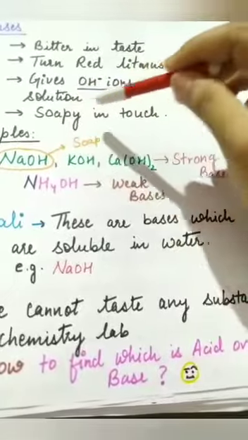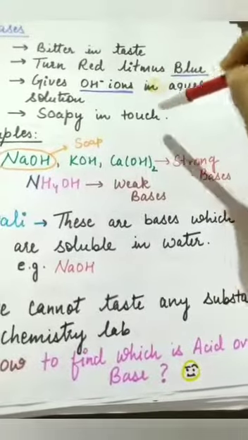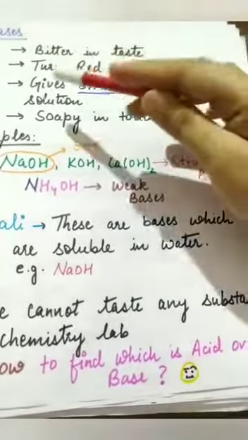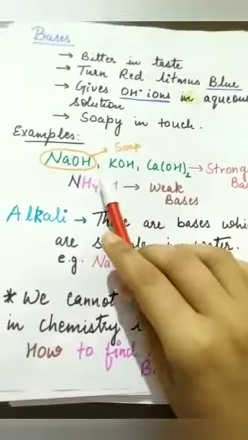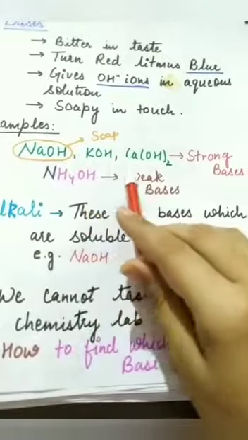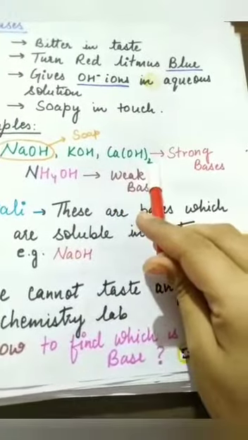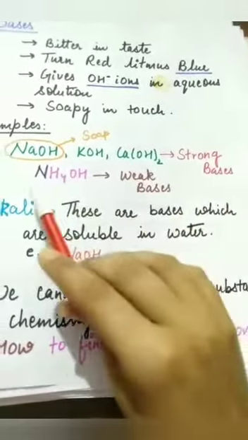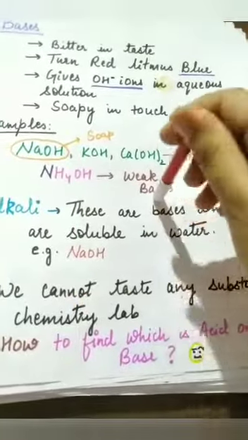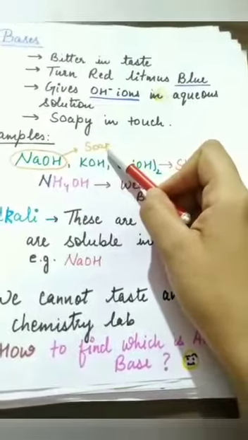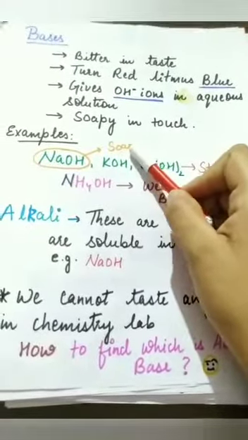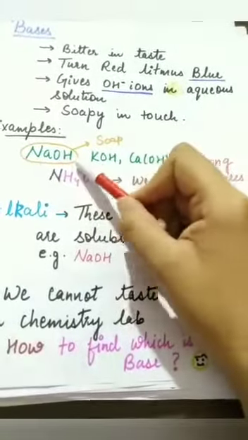Then bases are soapy in touch. Like when we touch soap, they are just like soap and they are soapy in touch. For example, the examples of bases are NaOH, KOH, Ca(OH)2. These are strong bases. And NH4OH is a weak base. Now, this NaOH is used to make soap. The soap is also a base, and in the soap you will find NaOH.